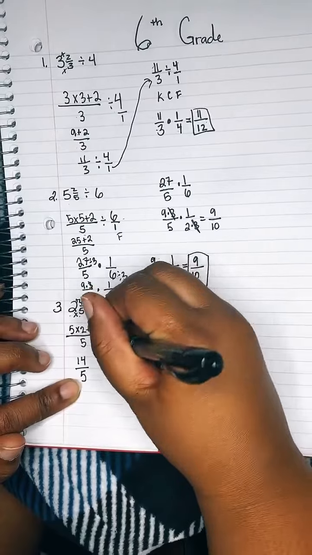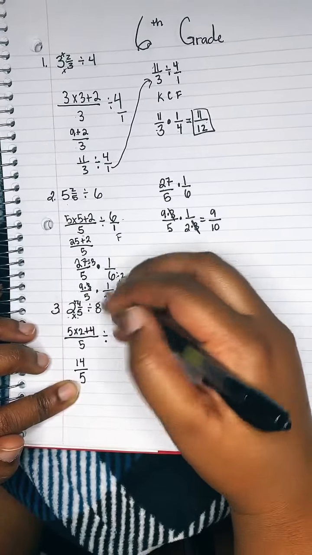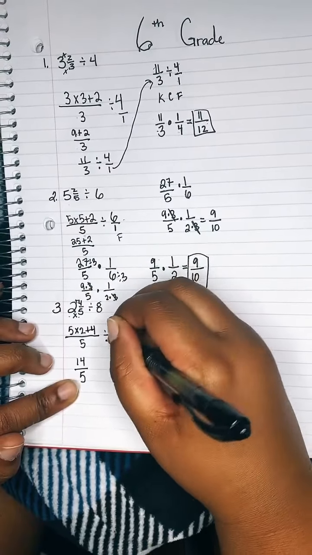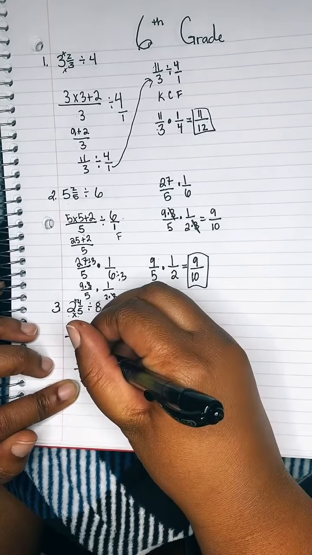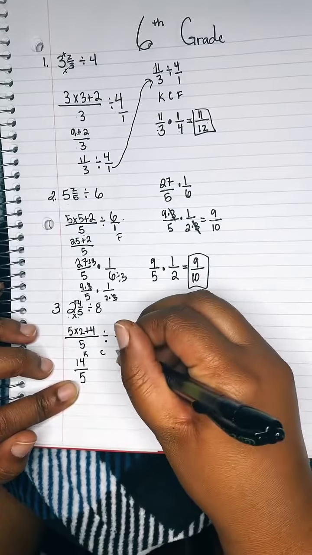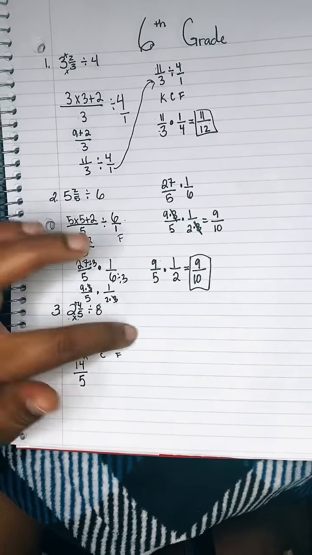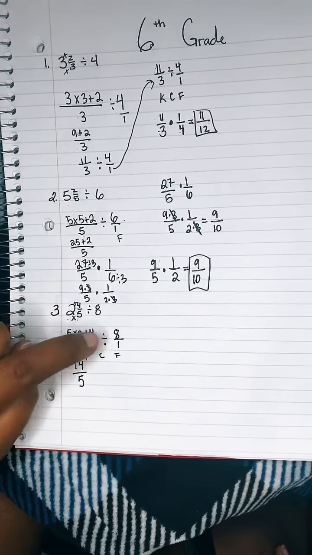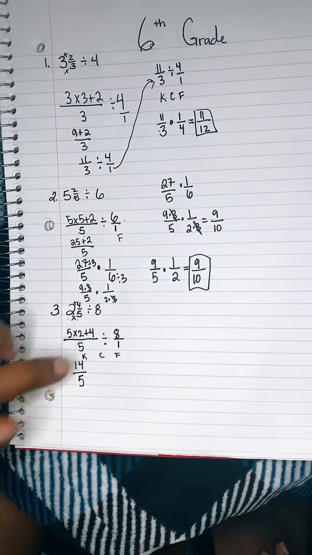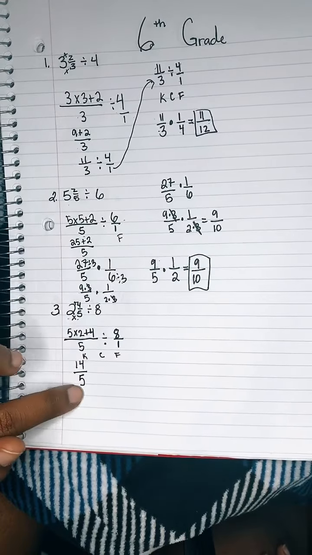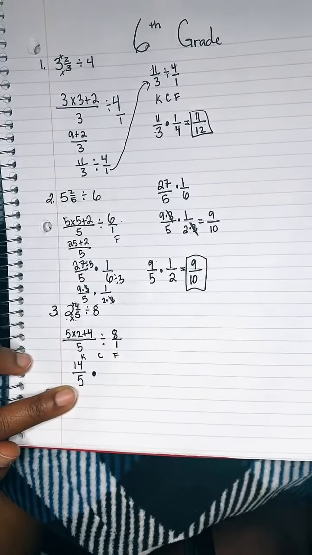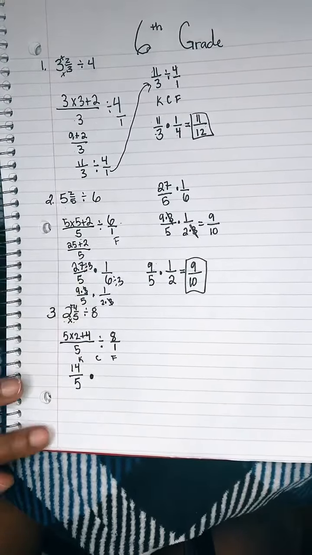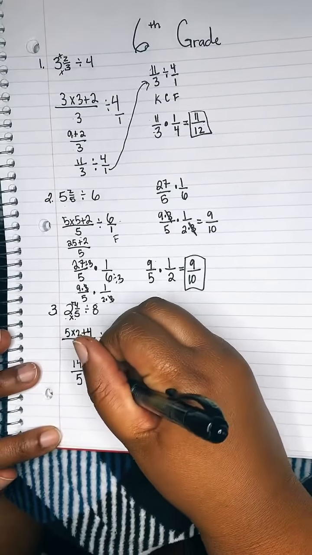Now we have divide, and we're going to make this a fraction. Every whole number can be put over 1. And then it says we keep, change, flip. Because we can never divide fractions. We always have to change it to multiplication. So we keep this 14 over 5. We change this to its opposite, which is times. And we flip this. And so we put 1 over 8.